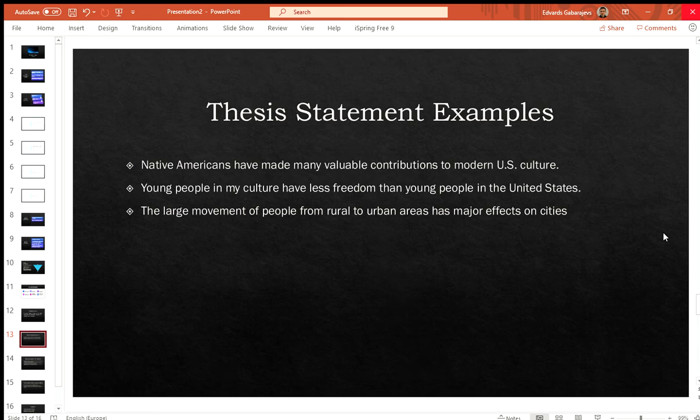Young people in my culture have less freedom than young people in the United States. So we can assume what the general statements for this thesis statement are, right? They probably started by talking about freedom in general, freedom in a culture, and then slowly getting to this comparative thesis statement with this comparison, and so on. So these are the basic examples of thesis statements from the handout.